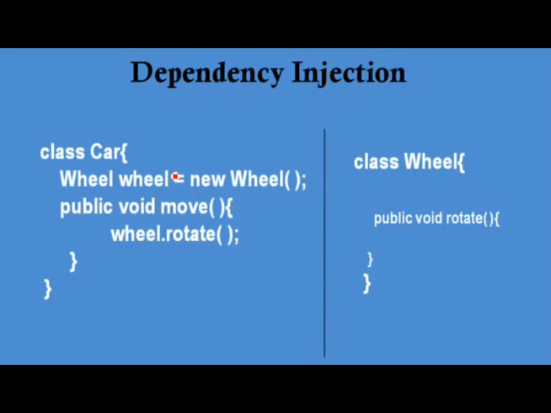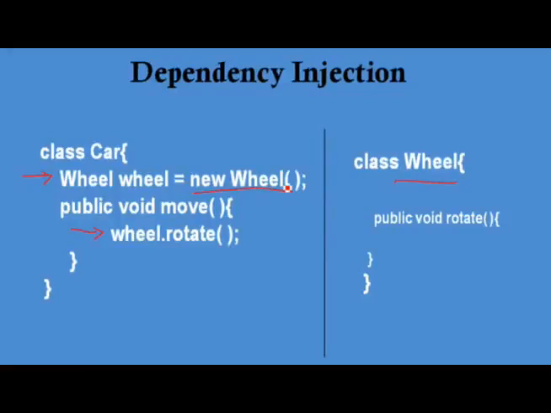I would like to explain this with an example here. I have a car class and a wheel class here, and you can see the car's behavior, the move method, is actually dependent on the wheel's rotate method. So that means car is dependent on the wheel object. Here we are initializing the wheel reference with a new wheel in the class, so that whenever you create a car object, automatically a wheel object will also be requested, and then the wheel object will be used in accessing the rotate method.